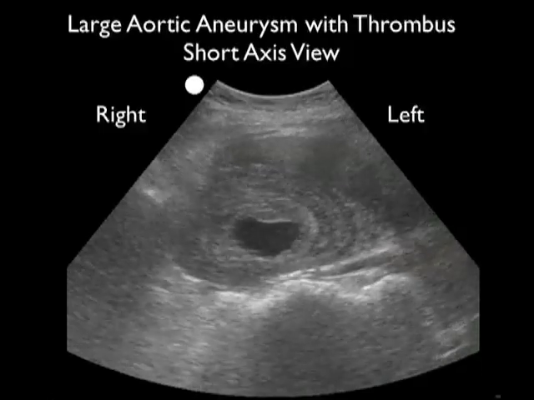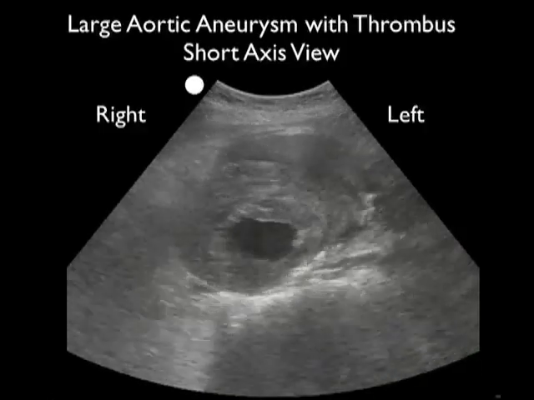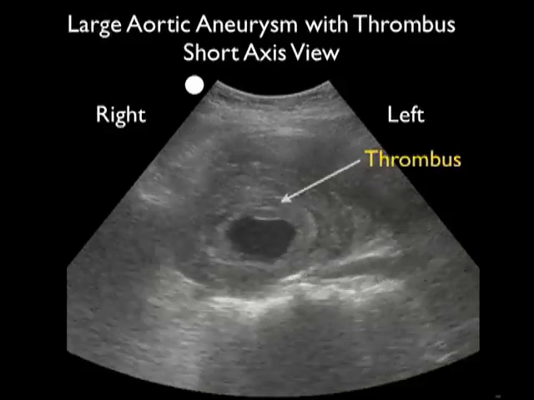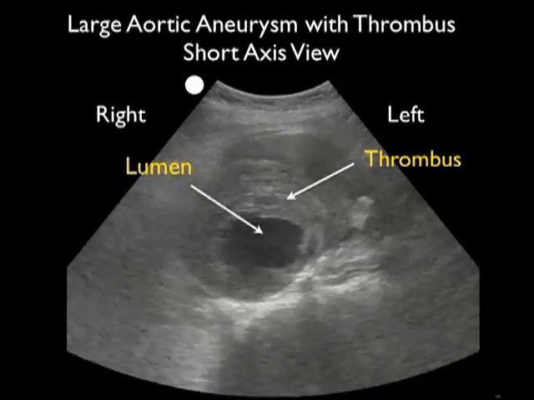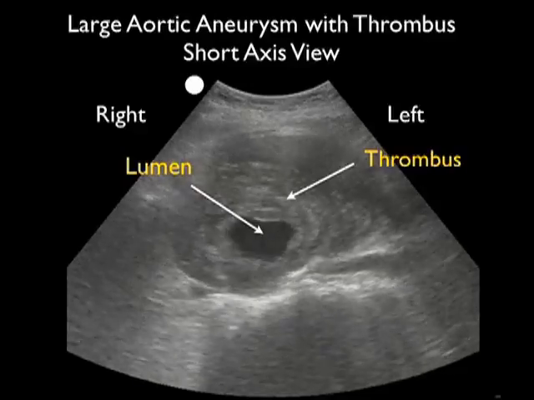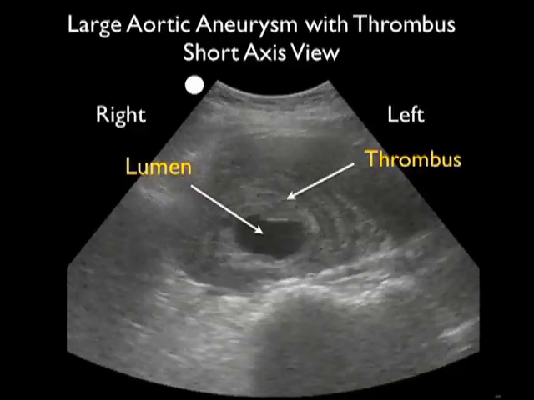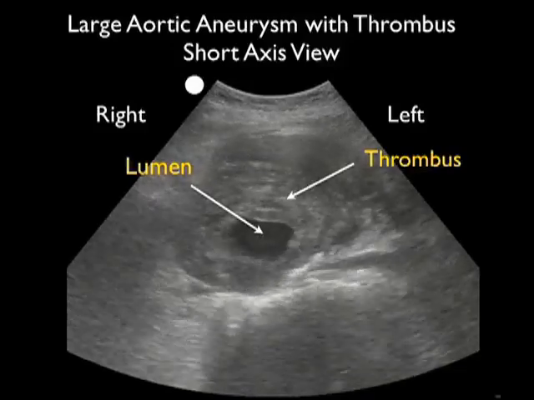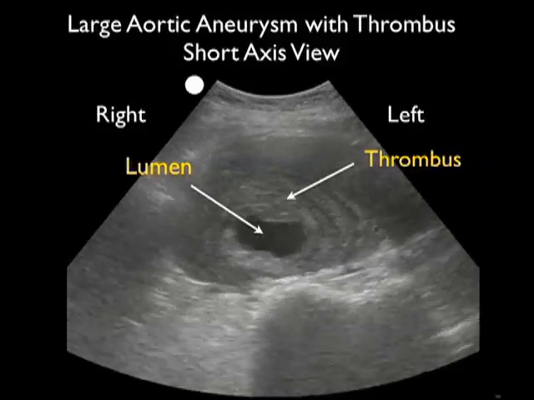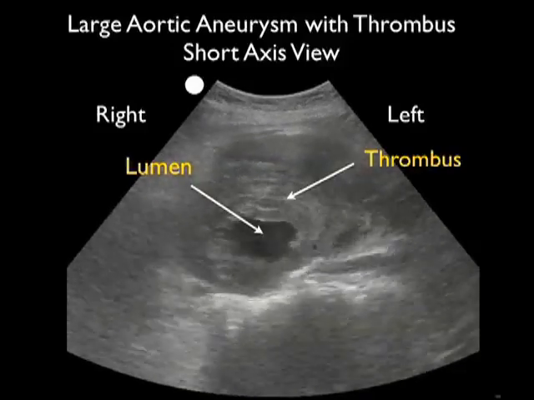This video clip shows a very interesting AAA with multiple onion skin layers of thrombus surrounding a very small lumen towards the middle of the AAA. And notice again that we could vastly underestimate the true dimensions of this AAA if all we included was the lumen. We see here a very large burden of clot surrounding the lumen circumferentially in a short-axis orientation.